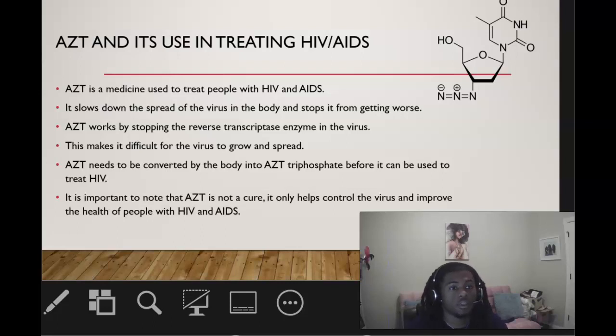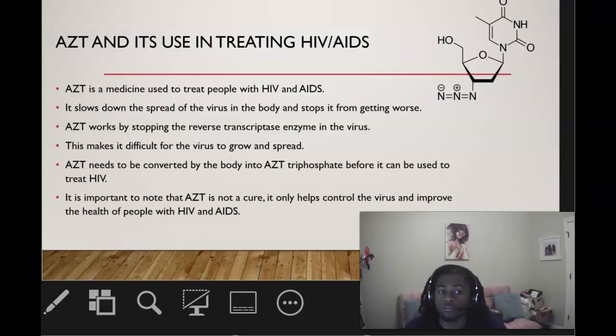My presentation's on AZT. My first slide is about AZT and its use in treating HIV and AIDS. AZT, as we all know, is a medicine now used to treat people with HIV and AIDS. It slows down the spread of the virus in the body and stops it from getting worse. AZT works by stopping the reverse transcriptase enzyme in the virus. This makes it difficult for the virus to grow and spread.